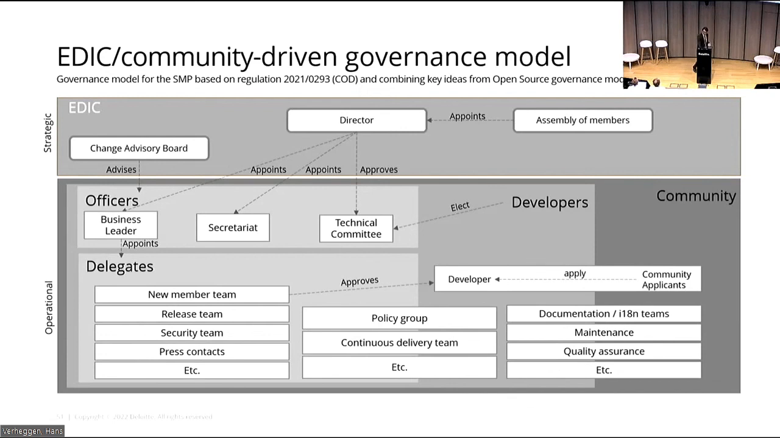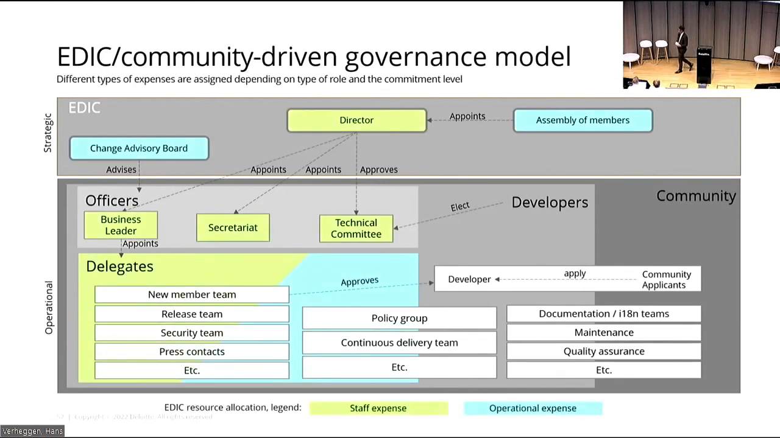As a last slide, I have a little bit more color. This is the resource allocation. We think it's important because some roles will have a full-time position, such as the director and the business leader, the ones in green. These will be staff expenses, but then other positions, such as the assembly of members, change advisory board, and some delegates will not have a full-time position, and this will become an operational expense.